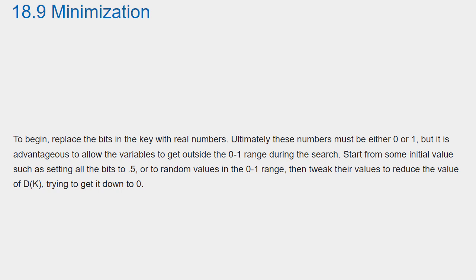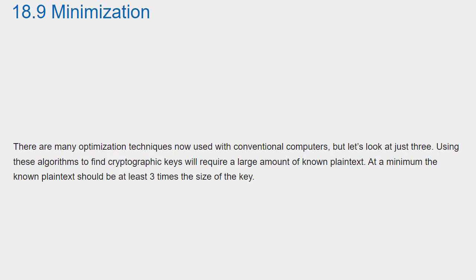Ultimately, these numbers must be either 0 or 1, but it is advantageous to allow the variables to get outside the 0 to 1 range during the search. Start from some initial value, such as setting all the bits to 0.5, or to random values in the 0 to 1 range. Then tweak their values to reduce the value of d of k, trying to get it down to 0. There are many optimization techniques now used with conventional computers, but let's look at just 3.